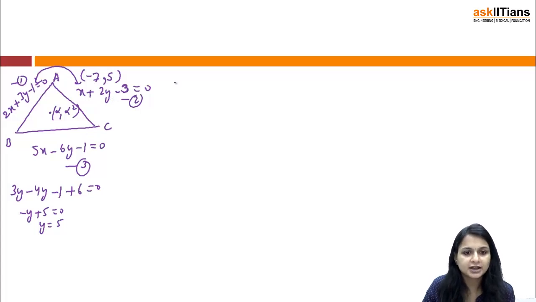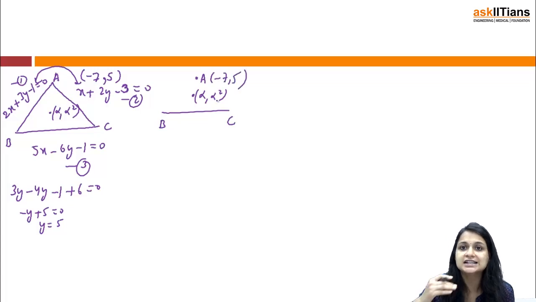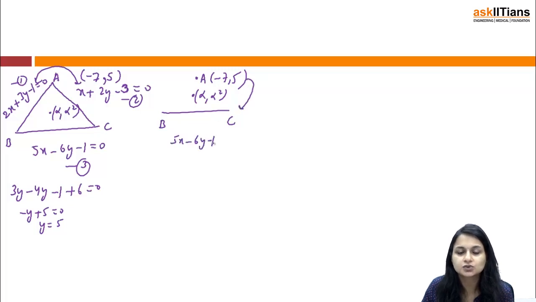Now what I am going to do is, because BC is one side, (alpha, alpha square) and this point A, which is (minus 7, 5), are lying on the same side. So the sign that I will be getting on putting (minus 7, 5) in the line 5x minus 6y minus 1, that same sign I will be getting on putting this point.